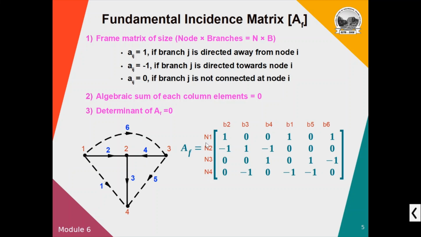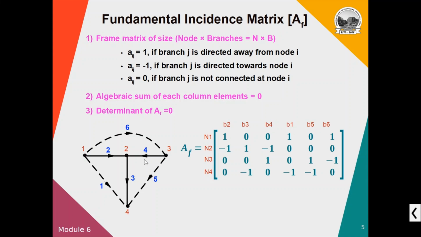Here if you are considering node n1, that is the first node, the branches 1, 2, 6 are connected and they are oriented away from 1. That is, it is showing that it is moving away from 1. So the branches 1, 2 and 6, since they are oriented away from that particular node, we are mentioning it as 1.